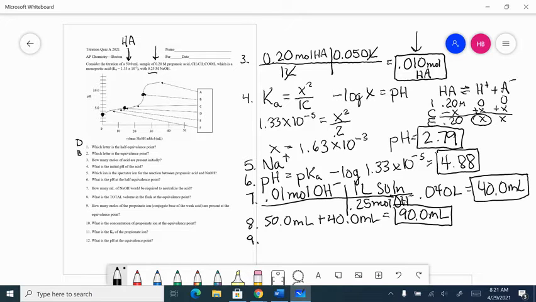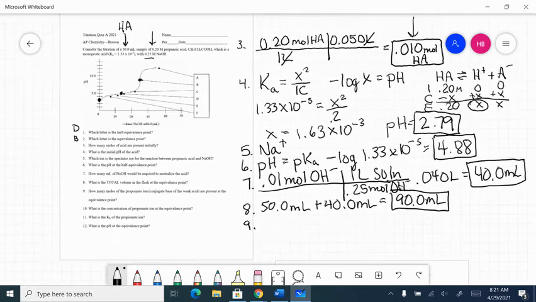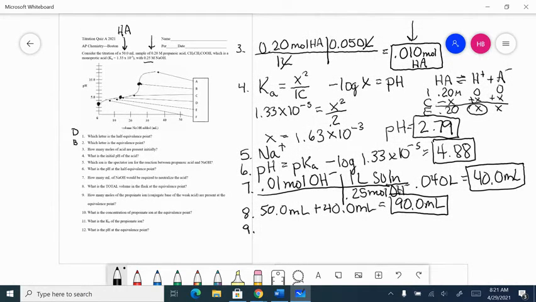Now, number 9 was the one I saw was missed most often. How many moles of the propanoate ion, or the conjugate base of the weak acid, so it's HA, are present at the equivalence point?